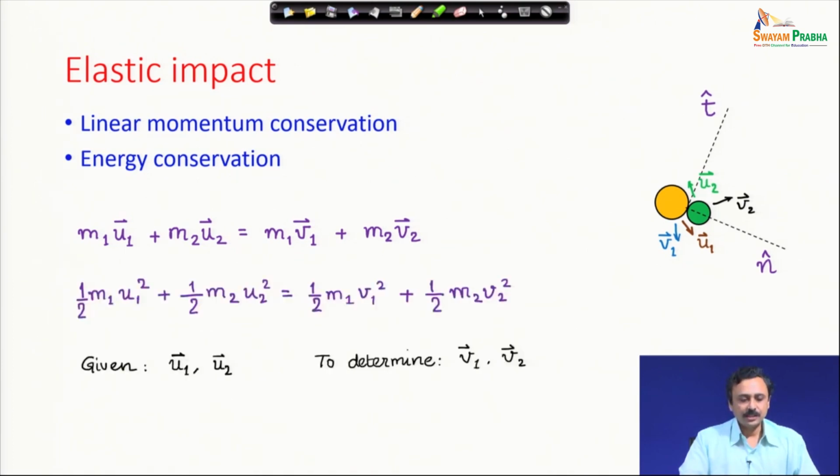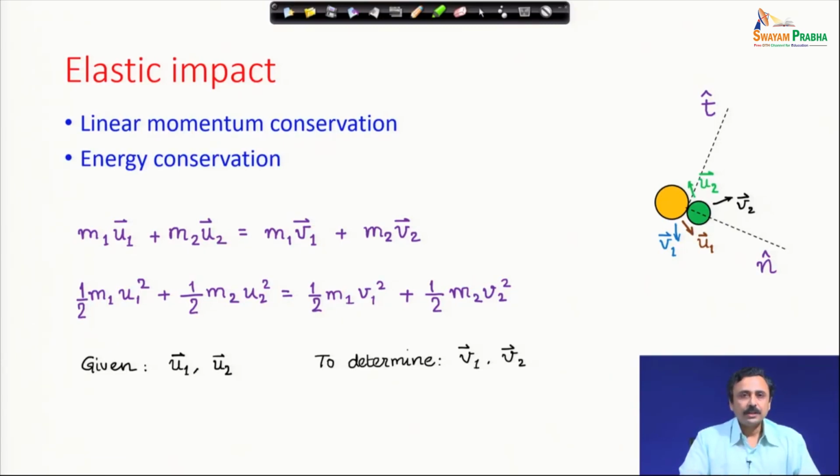We also have energy conservation. The kinetic energy of the system before collision is half m1 u1 square plus half m2 u2 square. The kinetic energy of the system after the impact has taken place is half m1 v1 square plus half m2 v2 square. Now, what are the things given and what we have to solve?